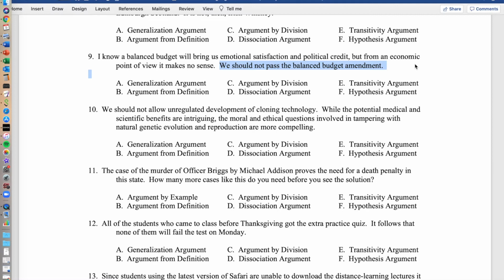But then we also looked at the evidence statement, which considers the proposal for a balanced budget amendment. It considers that proposal from several different points of view, or perspectives. We have the emotional and political perspectives considered, but also the economic point of view. And it's the economic point of view that is given preference here. And so the preference given to the economic point of view leads us to the conclusion that we shouldn't pass the balanced budget amendment. It's that privileged perspective of economics that tells us this is another instance of dissociation argument.